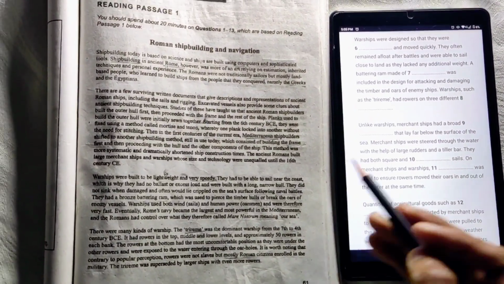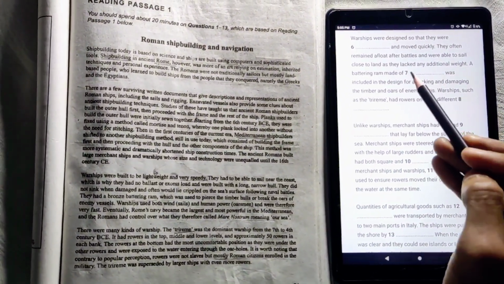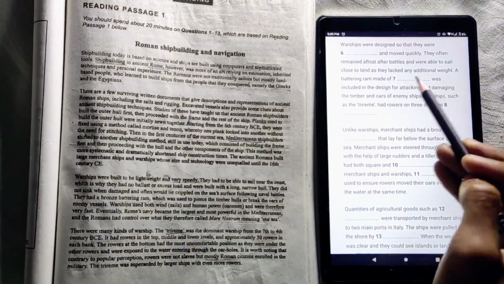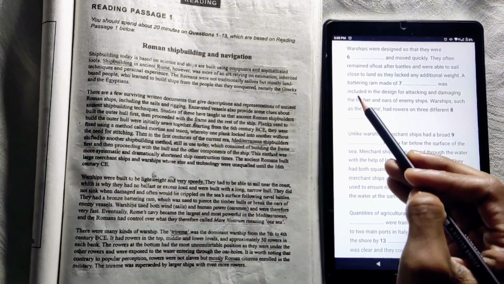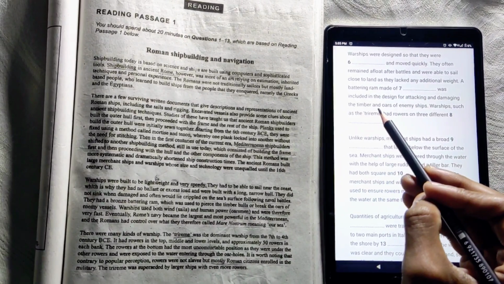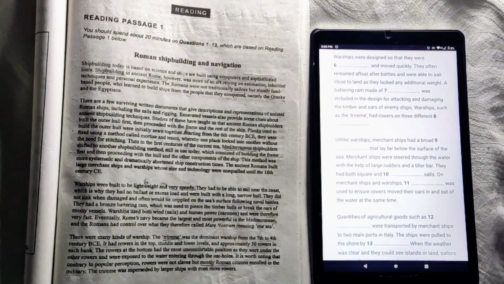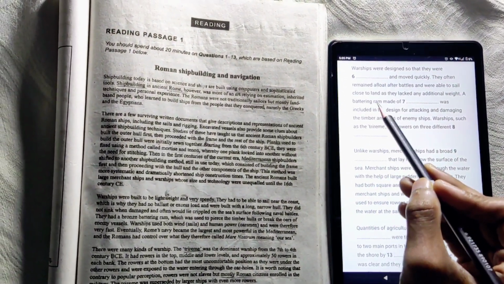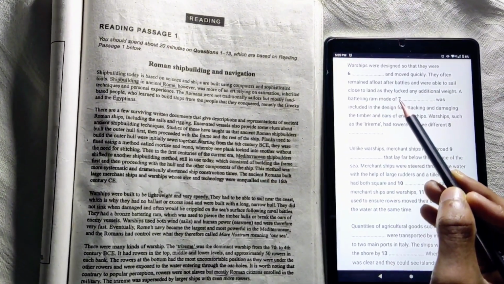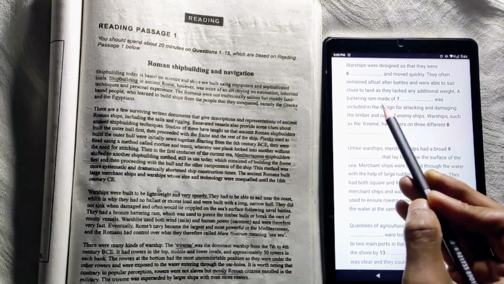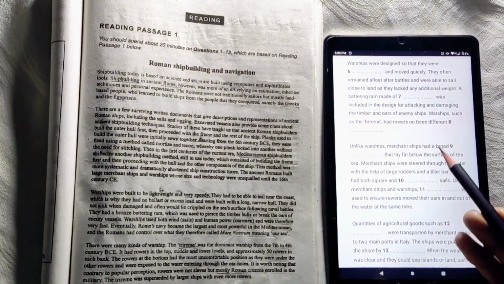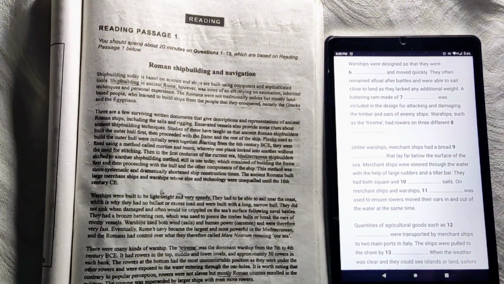So moving on to number 7. Solving number 7, you have to read from there. "A battering ram made of ... was included in the design for attacking and damaging the timber and the oars of enemy ships." The battering ram is a thing. Battering means breaking something, it's used for that. Battering means to strike rapidly with hard blows.